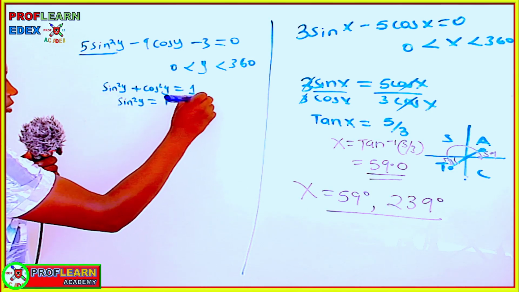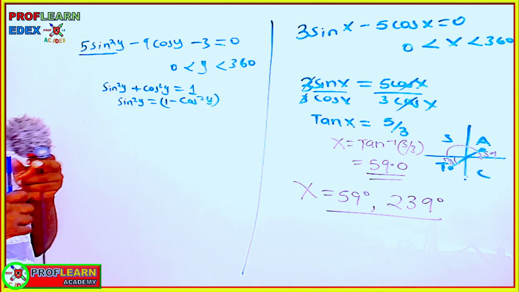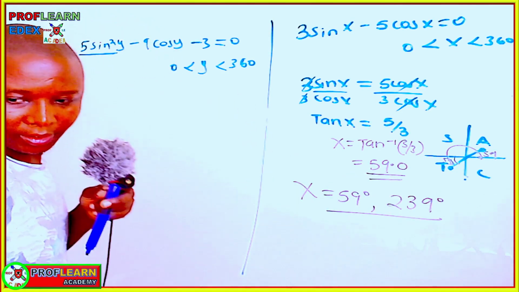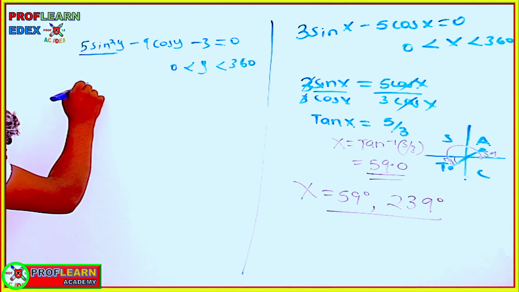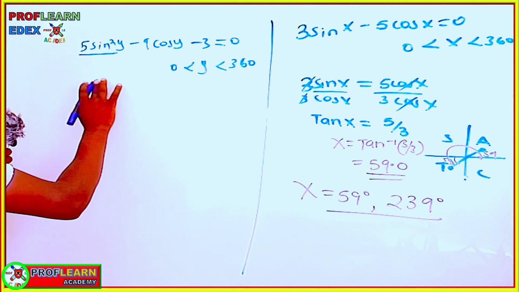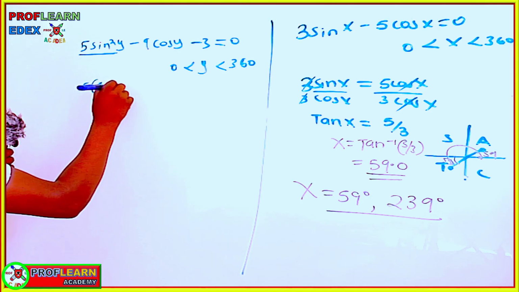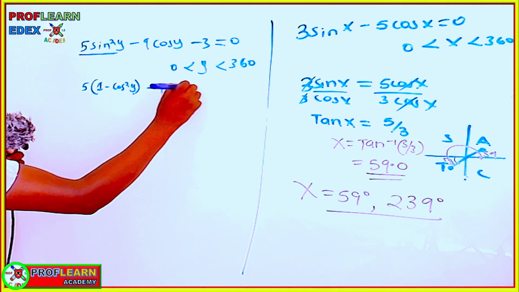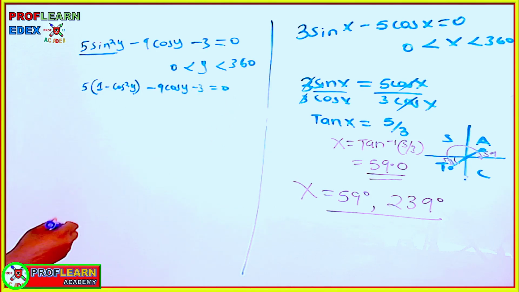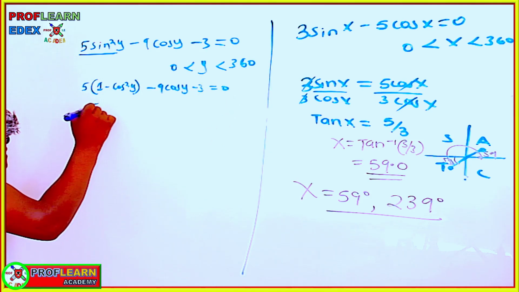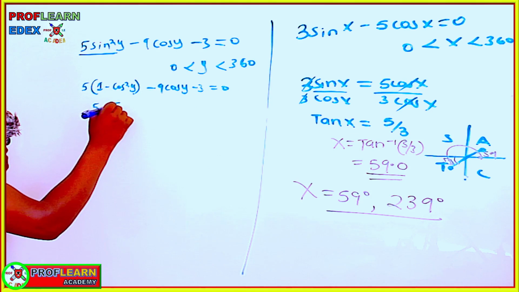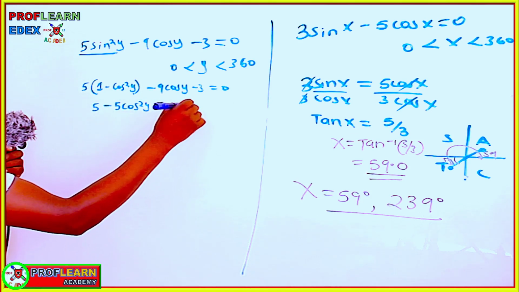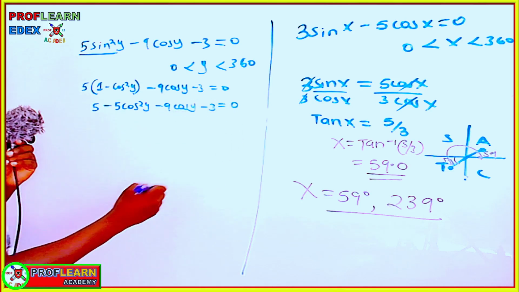So once we have that, we can replace this with 1 minus cos squared y. And that will mean this is going to be 5 into 1 minus cos squared y minus 9 cos y minus 3 is equal to 0. That will mean this is going to be 5 minus 5 cos squared y minus 9 cos y minus 3 is equal to 0.